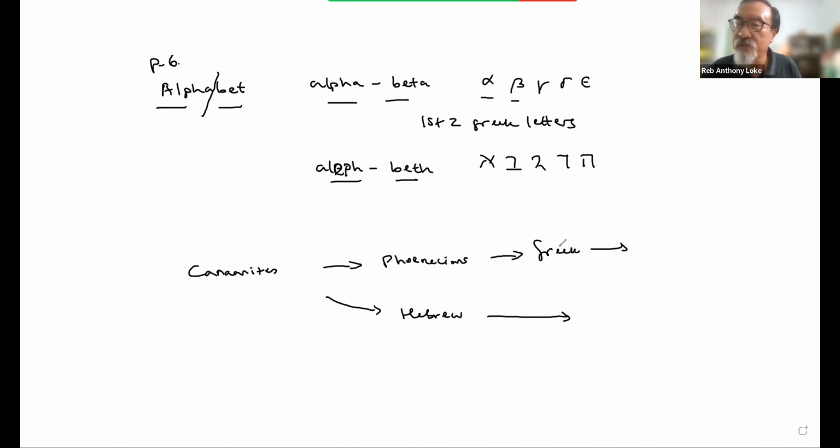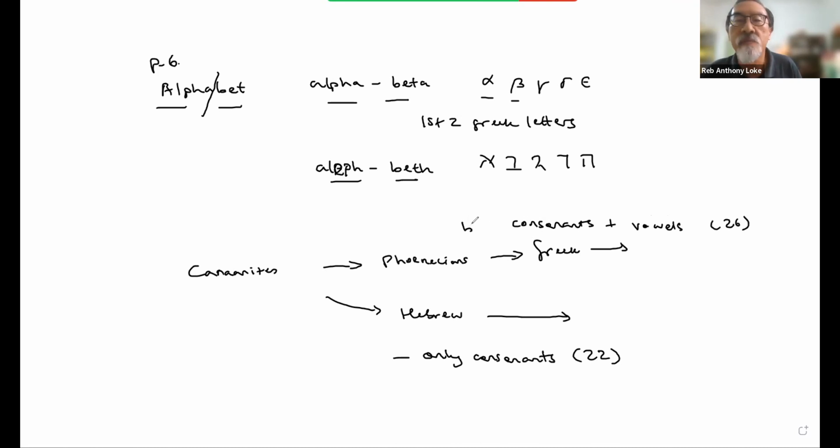Except the difference between Greek alphabets and Hebrew alphabets is that the Greek alphabets contain the vowels inside the alphabet. The Hebrew alphabet doesn't have the vowels, they are only consonants, and there are 22 of them. Whereas in the Greek, you have both consonants and vowels, and you have 26.